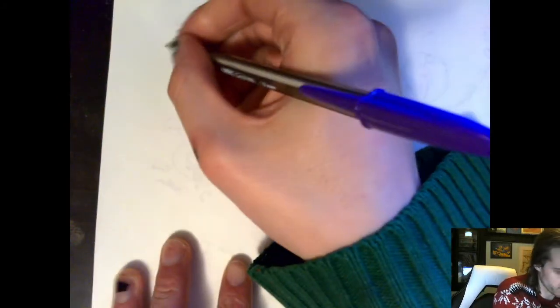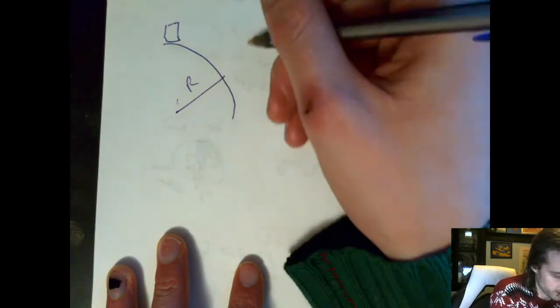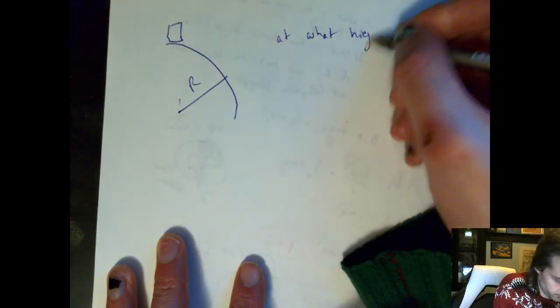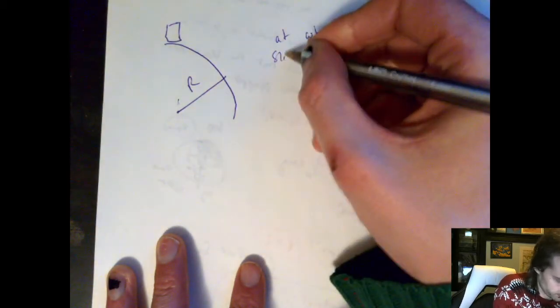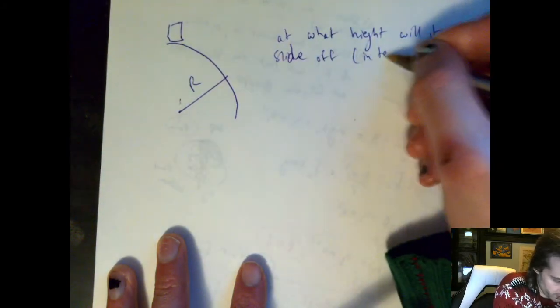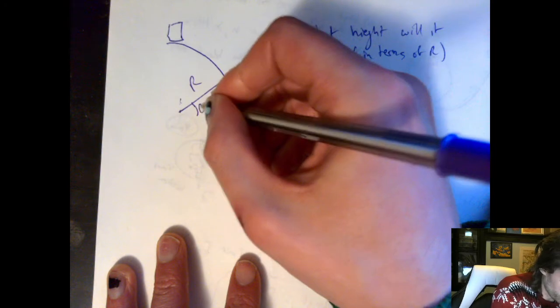So this is another one where something is coming off of another thing. If we have a semicircular hill of radius r, and we pop a block on it, at what height will it slide off in terms of r? And something that I'm going to do real quick is label a bunch of stuff that I'm going to use temporarily, but will not use later on.